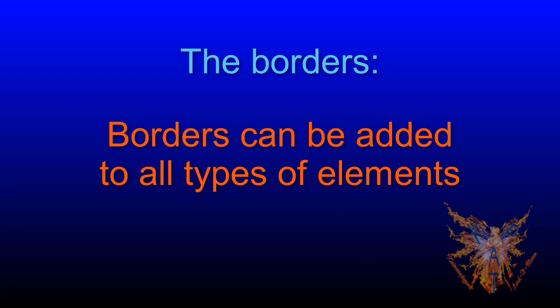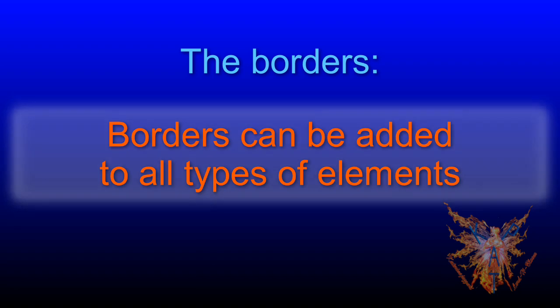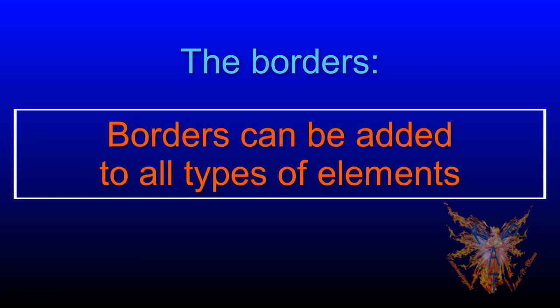We can put a border on all types of elements, be it text, images, or frames. You just have to know that for text, the border will frame the text area, and not the characters themselves. Well, let's see the different functions to add and define our borders.